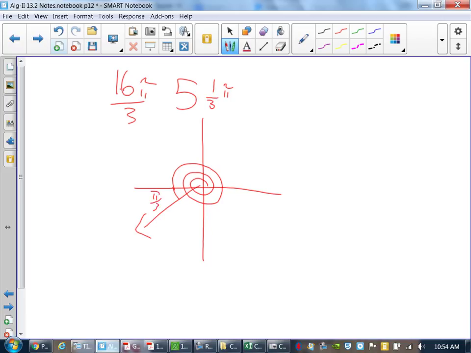How do you get the quadrant you're going to get? We're just counting. 0, 1 pi, 2 pi, 3 pi, 4 pi, 5 pi.